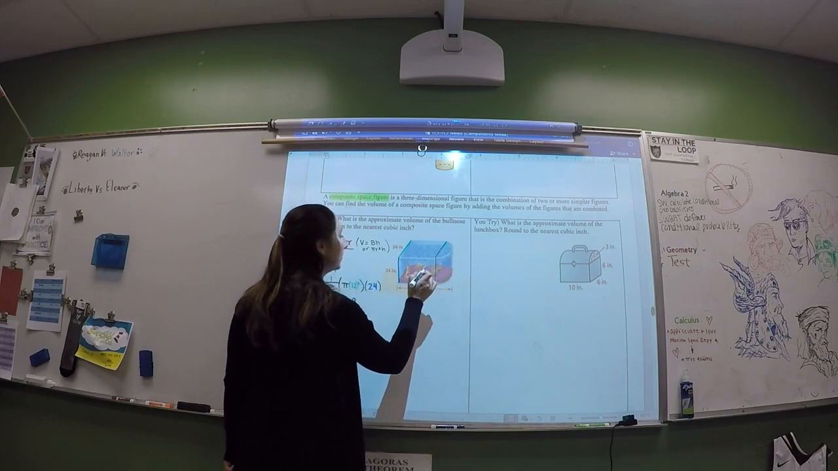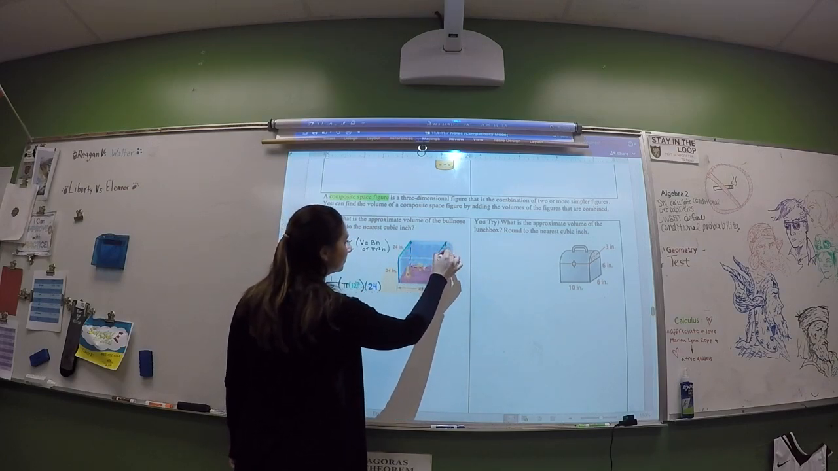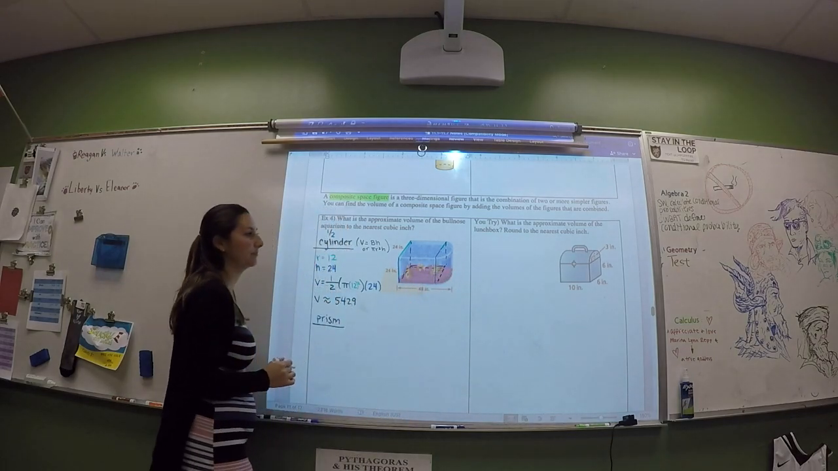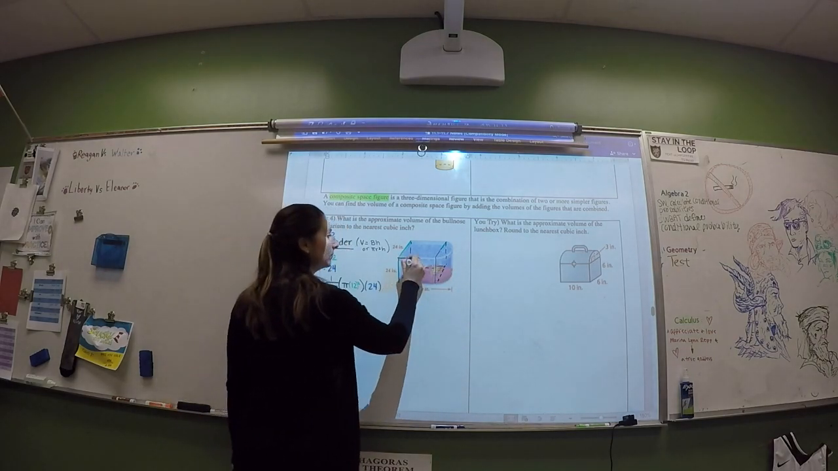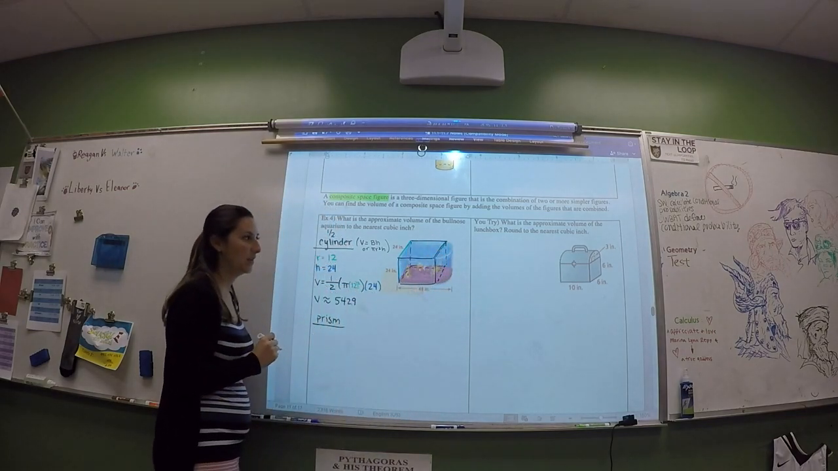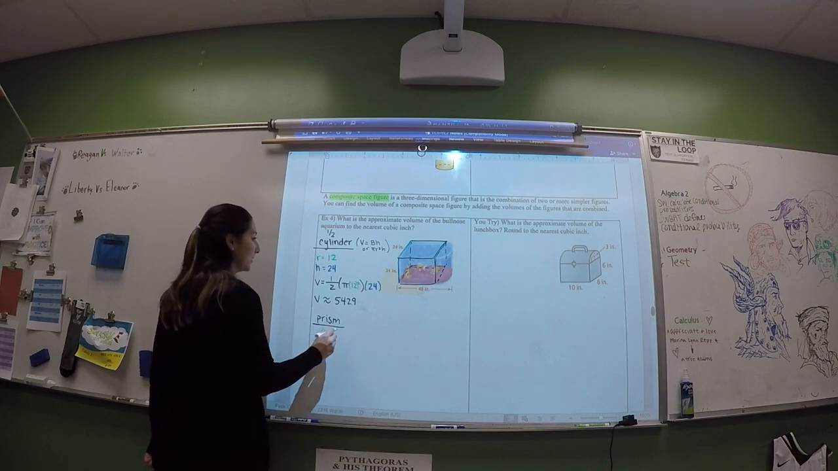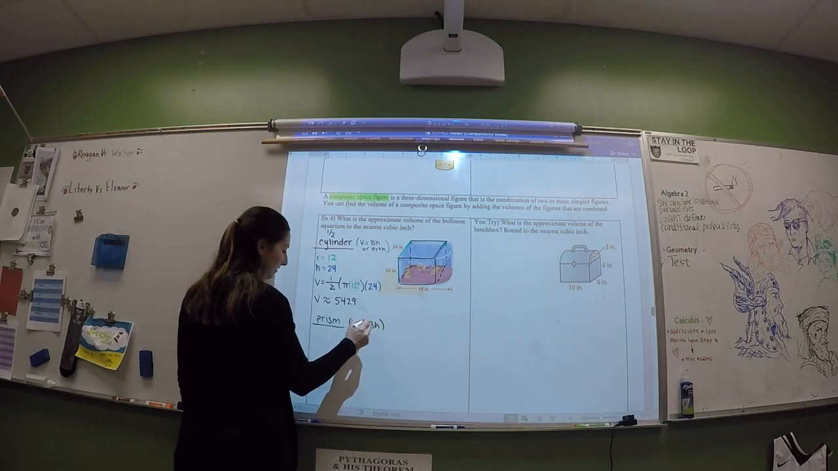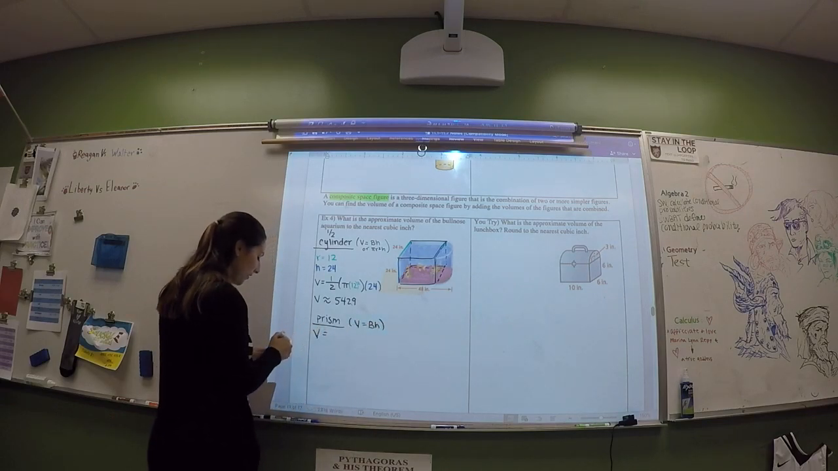This is the prism. See it? Yes. Holy God, I'm blind. Okay. How do we find the volume of a prism? Area of the base times height. Yeah. 24 times 24. So, area of base.